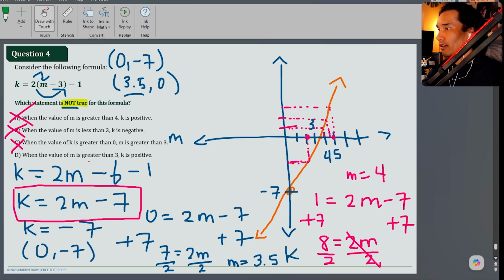Now let's go ahead and test the last answer choice. When the value of m is greater than 3. M over here, greater than 3. So I have the 3 right here, greater than 3. There's 4. Well, then k is positive. Well, if I chose 4 and I go up here, touch the line, and go here, it's definitely positive. This could be a true statement. However, look at this. We know at 3.5, it changes from positive here to negative at 3.5.